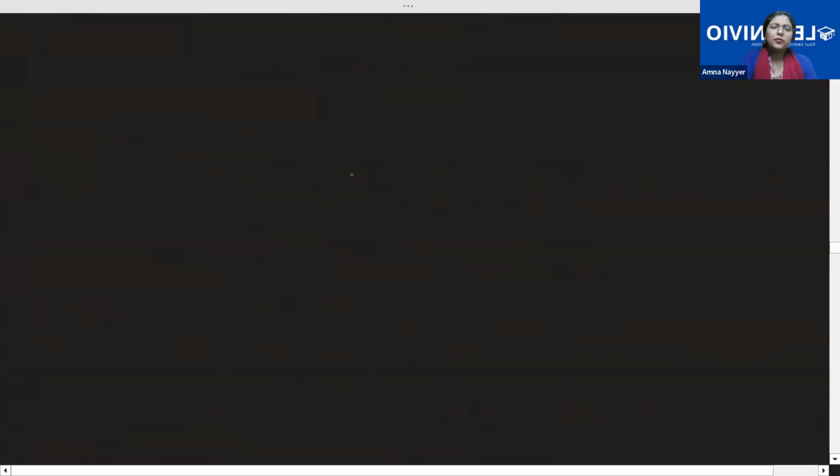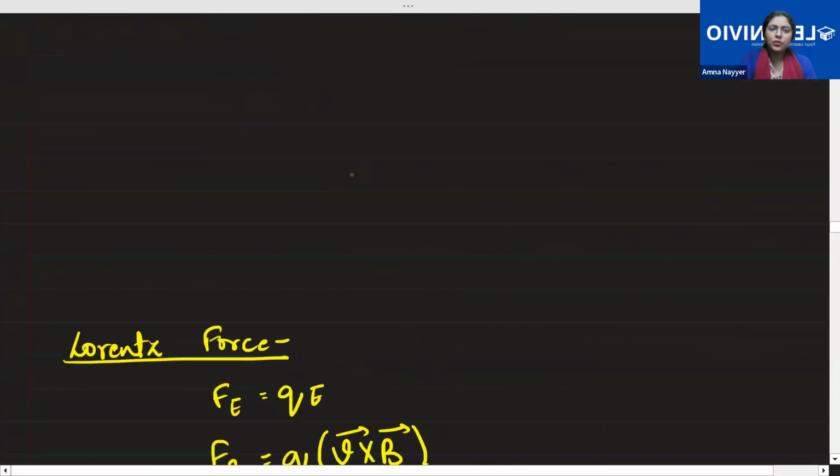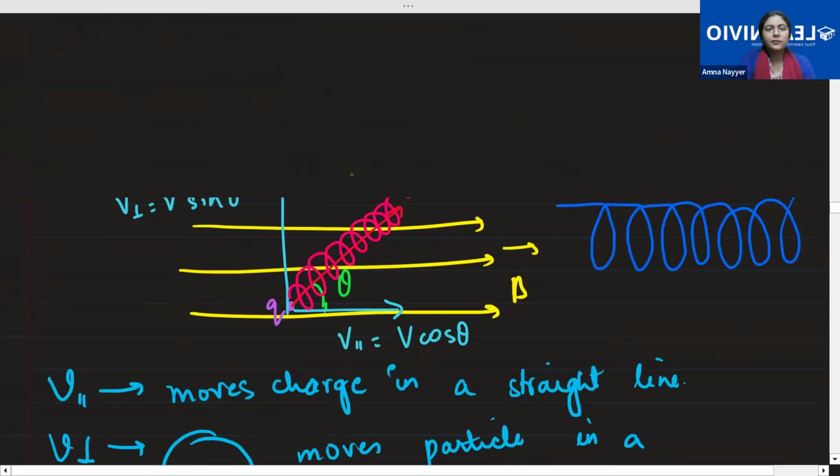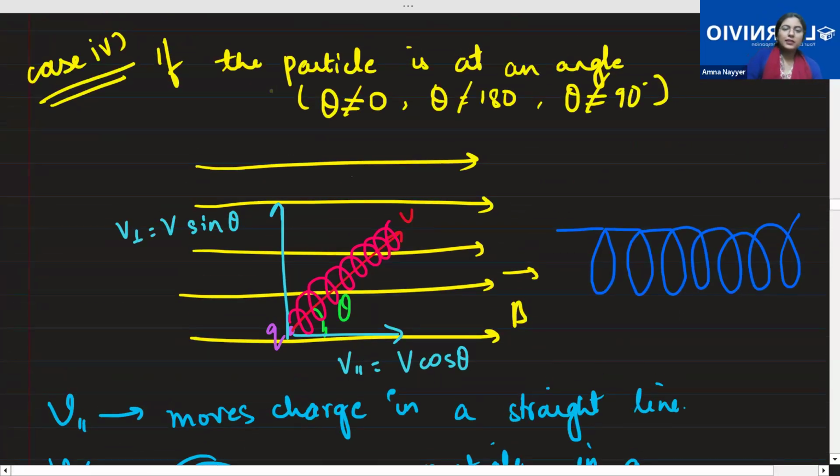This question you copy, but before that, take the screenshots for the fourth case and the Lorentz force one. Okay. From here, this comes in the theoretical part. This has come recently.